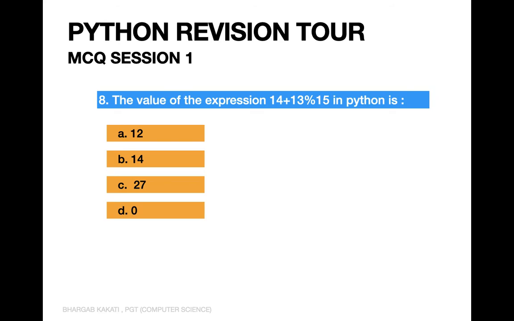So here if you go through the operator precedence table, you will find that the priority of the percentage or the remainder division symbol is more as compared to the priority of plus. Therefore, the part that I am going to solve first is 13 modulo divide 15.